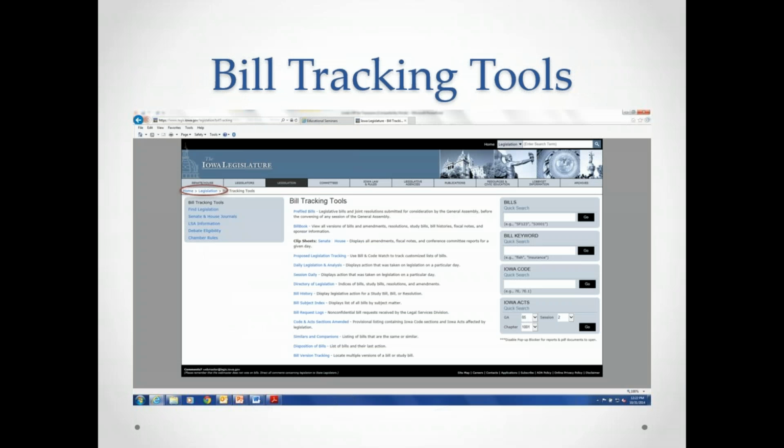And next we'll talk about tracking tools. Well, we have a couple of different tools that you should be aware of. First, the Iowa legislature on their website has a tracking tool that you can go look up legislation, be able to read the bills. You can see what groups are registered.